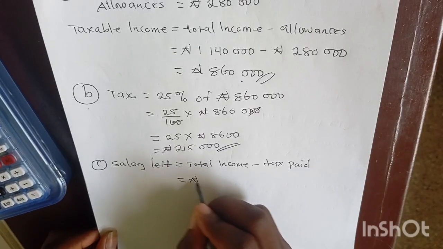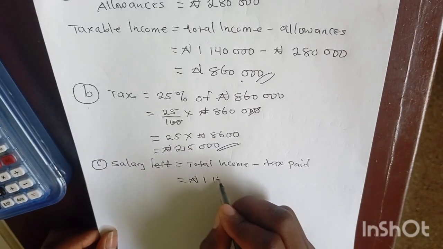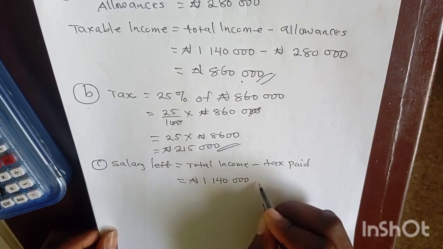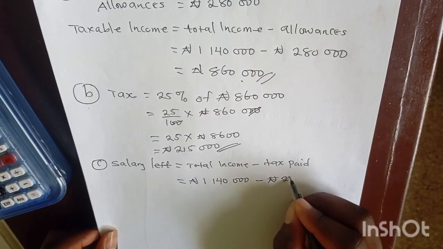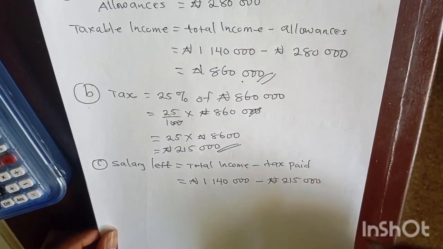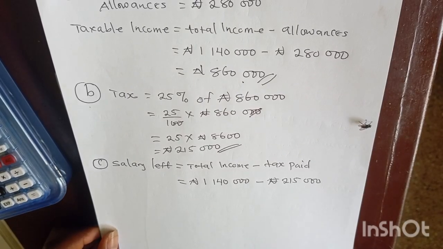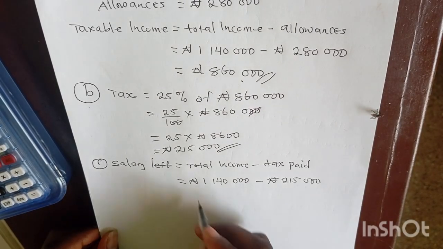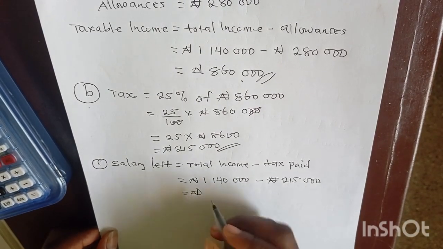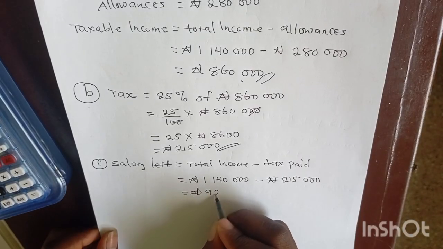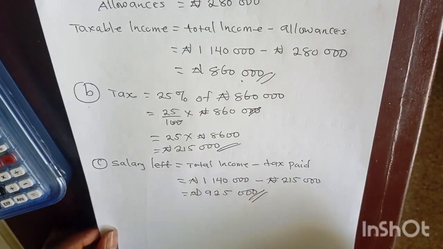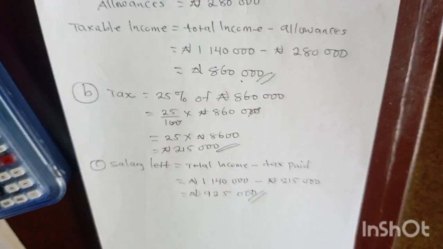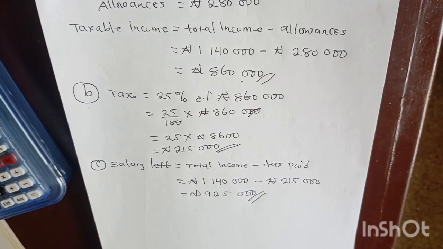Our total income is 1,140,000 minus, how much tax did she pay? She paid 215,000. So now, after subtracting this, we are going to have 925,000. So now, this is the money she's left with.